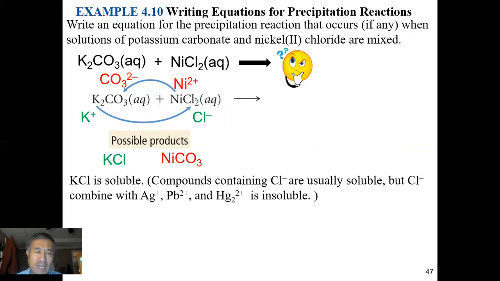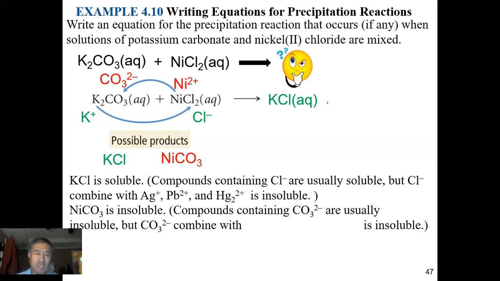If neither of them is insoluble, then we don't have a reaction. KCl is soluble, because compounds containing Cl- are usually soluble, but Cl- combined with Ag+, Pb2+, or Hg2 2+ is insoluble. K is not in this exception, so KCl is soluble, and therefore we write KCl as aqueous. Then the other possible product is NiCO3. We see the conclusion is insoluble.